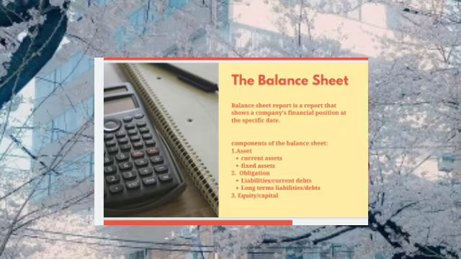Asset consists of current asset and fixed asset. Obligation consists of liabilities, current debts, and long-term liabilities debt.